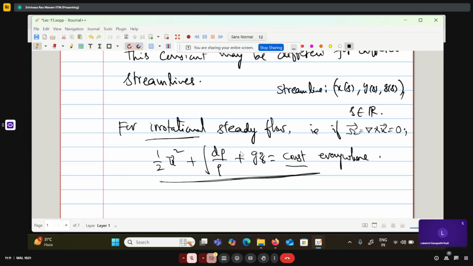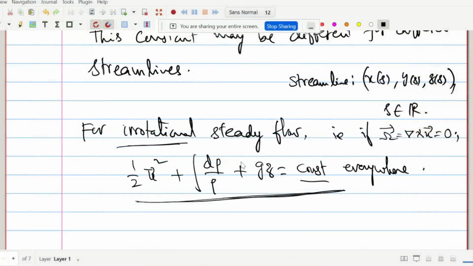That is why we consider steady rotational motion, and that gives you that along certain curves we will have some constant. That constant may be different at every time. That's what you have seen in the last class: u square by 2, plus the integral dp by rho. Don't feel that it is some kind of vague thing. Only if rho is a function of p, if it is given, you can calculate that integral dp by rho.